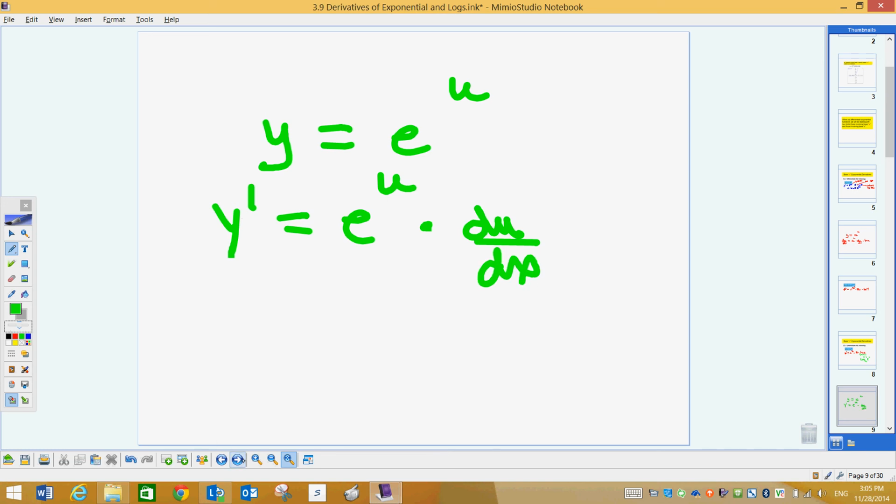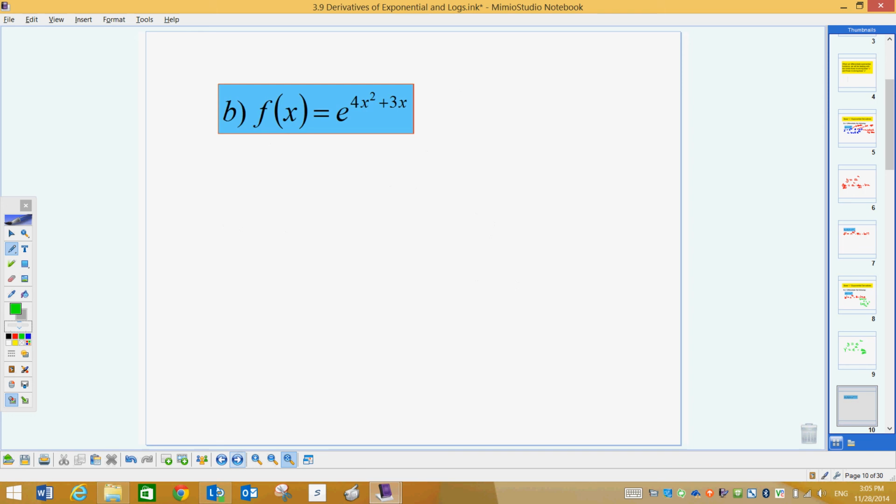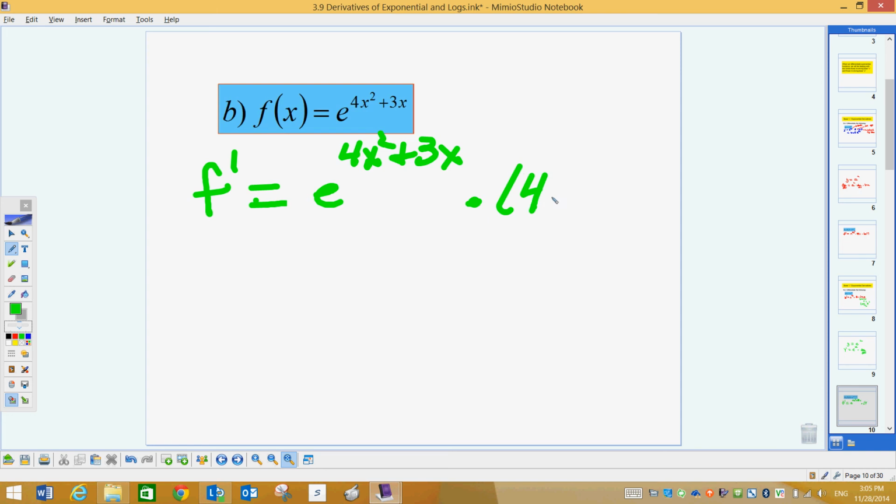All right, let's take a look at one more example. We have, in this case, f of x is equal to e raised to the 4x squared plus 3x. So when I take the derivative, f prime, it's going to be itself, so e raised to the 4x squared plus 3x, times the derivative of the exponent. The derivative of the exponent is 8x plus 3.